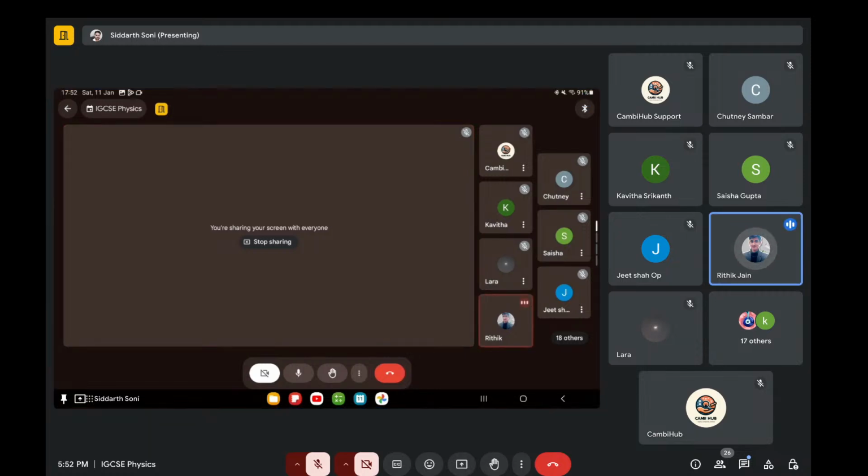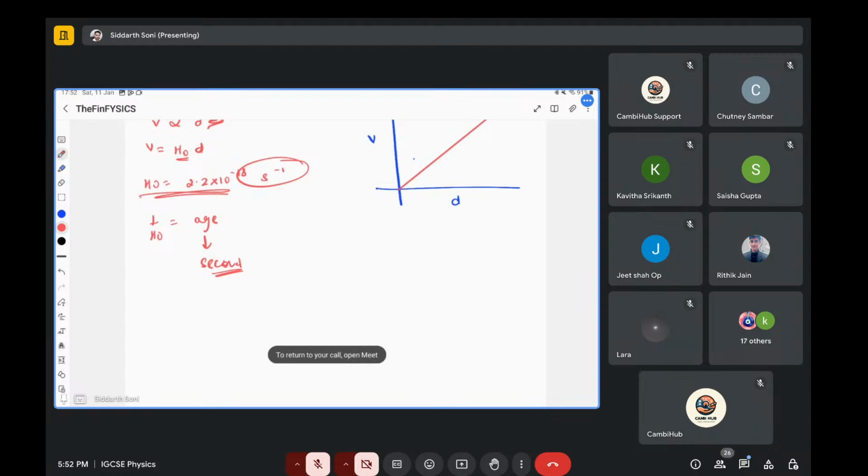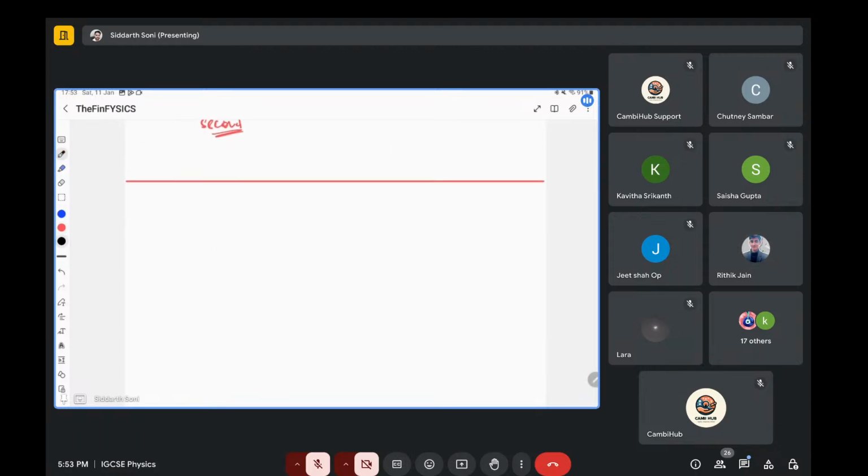Okay, there's one recurring doubt which is explaining thermistor and filament lamp graphs. The first thing you need to know about is that thermistors and filament lamp are semiconductors.